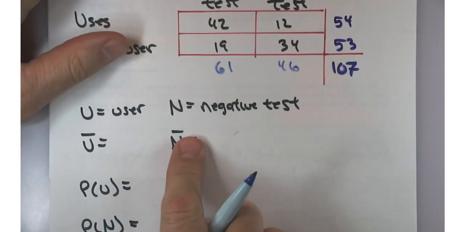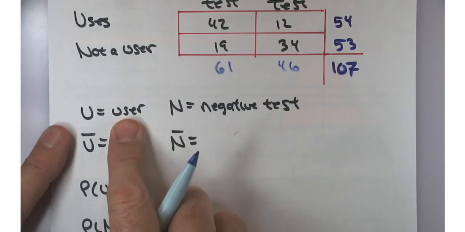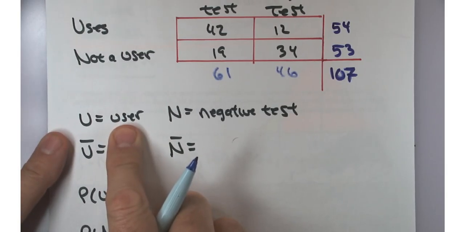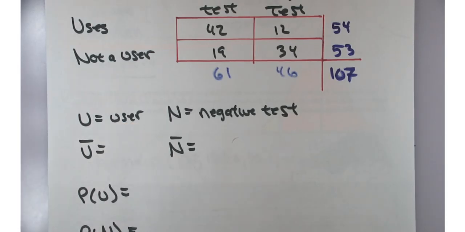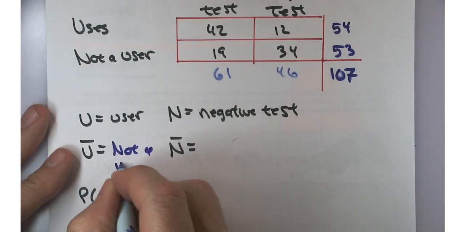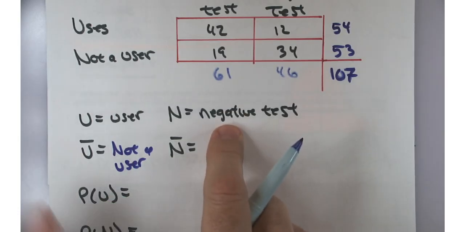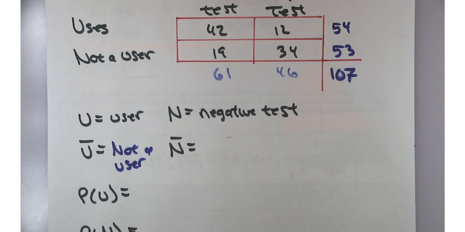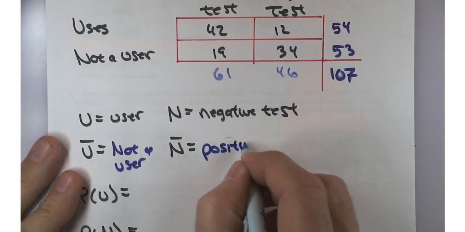Let's remind ourselves of some notation. If U is the event that a randomly selected person from this table is a user, what does U bar mean? Yeah, they're not a user. All right, it's the complement. So, not a user. And then if N is the event that a randomly selected person tests negative, what's N bar? Yeah, positive test.